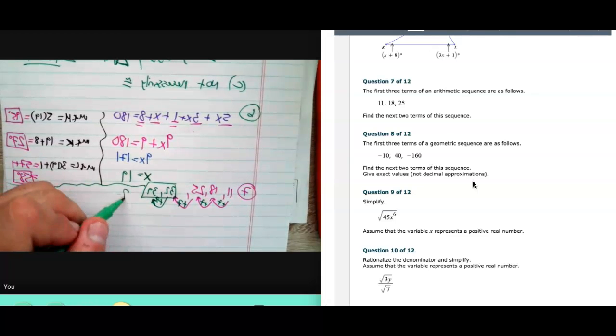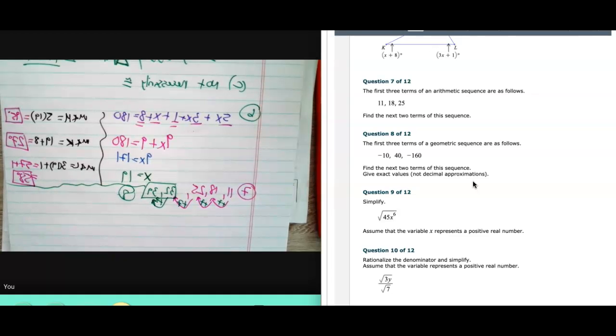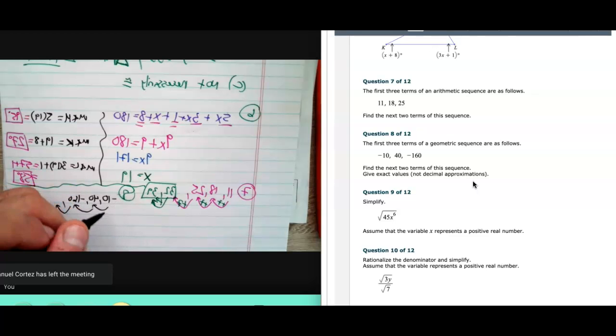Number 8. Number 8 is the first three terms of a geometric sequence are as follows: negative 10, 40, negative 160. Once again, by saying it's geometric, they're telling me it is multiplying by the same amount every time. To get the next term, you can either divide in reverse order. Negative 160 divided by 40, 40 divided by negative 10, or just mental math figure it out that it's multiplying by negative 4 to get consecutive outputs.